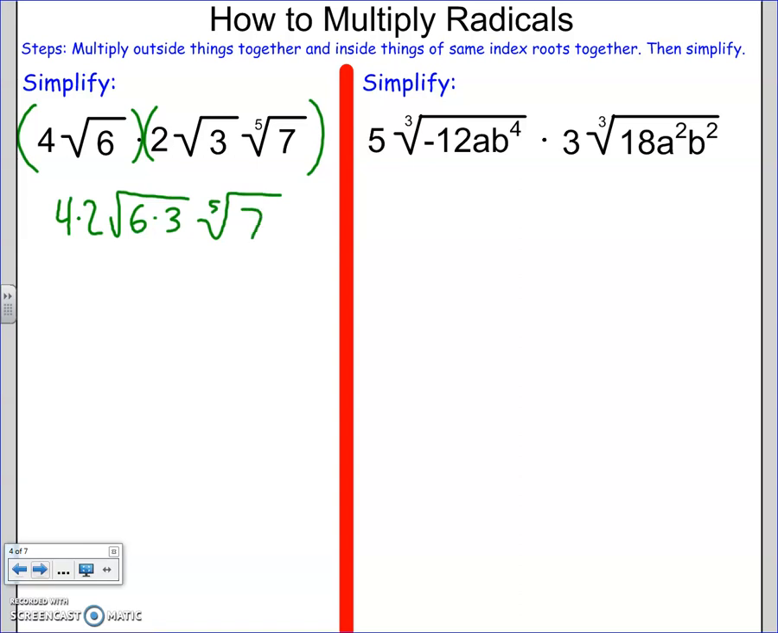I can multiply. 2 times 4 is 8. 6 times 3 is 18 times the 5th root of 7. Now I'm going to try to simplify the radicals. Remember, radicals are not simplified if you didn't take out a factor.